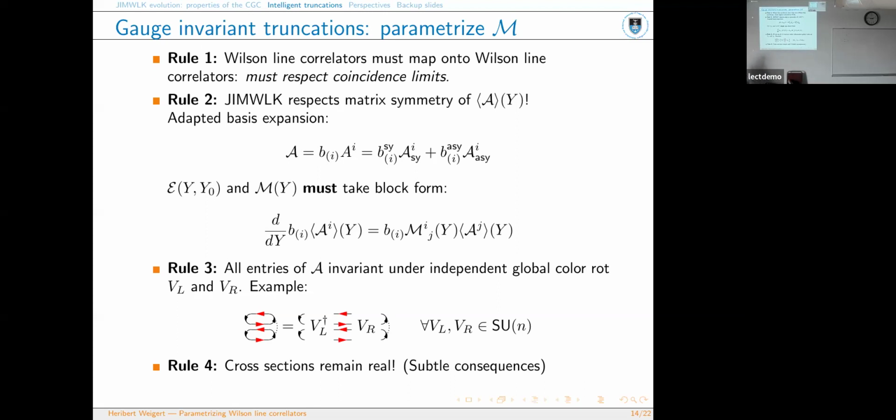Rule number 3 is again gauge invariance. I need to be able to do color rotations globally on the singlet states that come in and the singlet states that come out, and I need to be able to do this independently of each other, with arbitrary global color rotations, because JIMWLK behaves that way. So my parameterization should do the same. The other thing is the cross section should remain real. That is a little more subtle, that I won't be able to clarify in this talk very well.